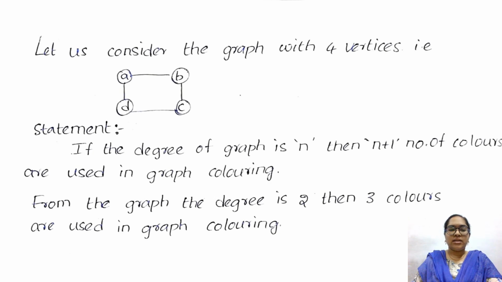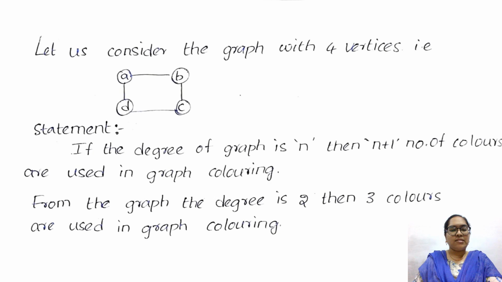So I have taken the graph vertices as A, B, C, D, and there is a statement in graph coloring that if the degree of graph is n, then n plus 1 number of colors are used in graph coloring. So basically here I have given a graph with 4 vertices, right? So the degree of the graph, how we can find out the degree of graph? We all know that the degree of graph is based on the incoming and outgoing edges.